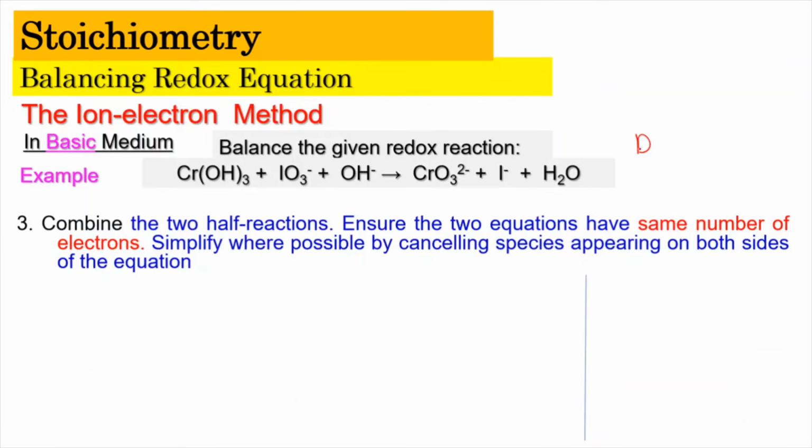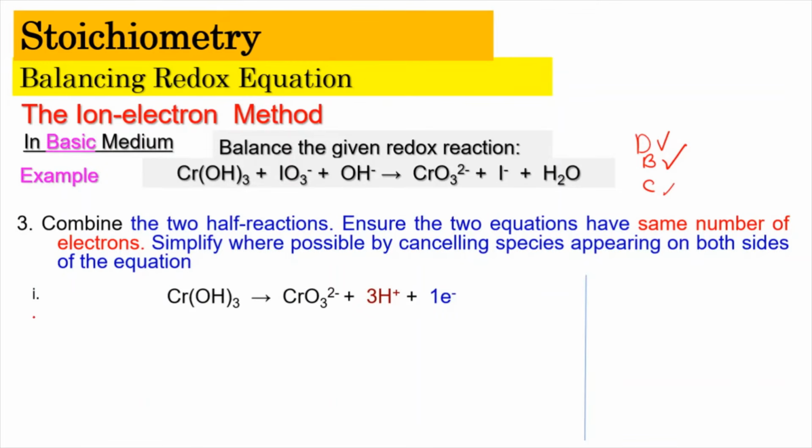Okay, so D done, B done. Now we're going to focus on C. We need to combine the half equations and ensure that the two equations have the same number of electrons. Simplify by cancelling the species appearing on both sides of the equation. So it's similar to what you have learned in acidic.